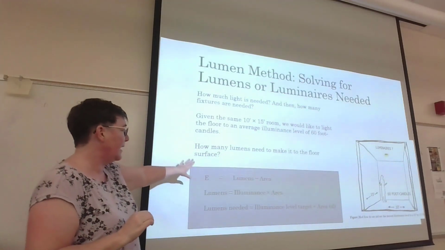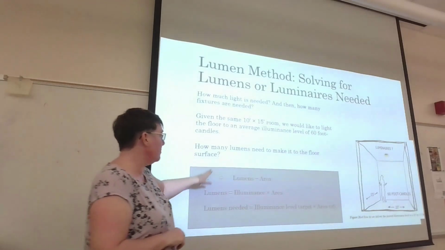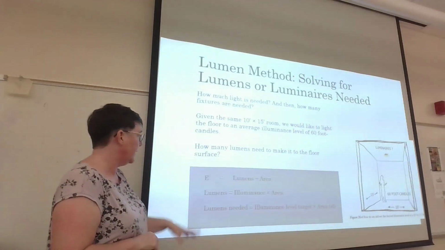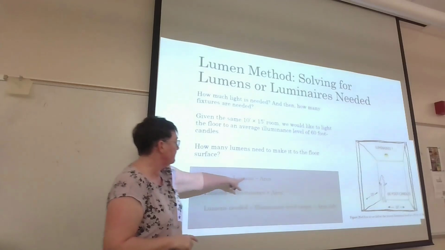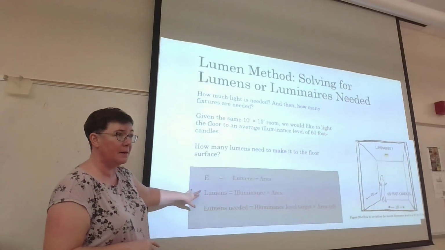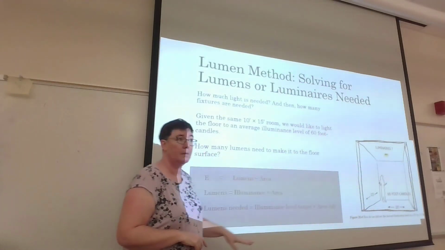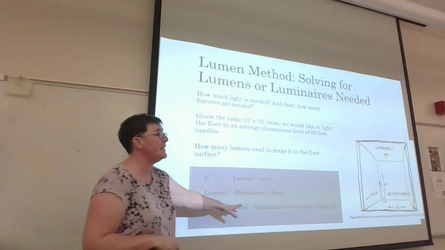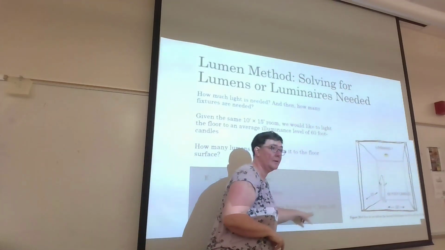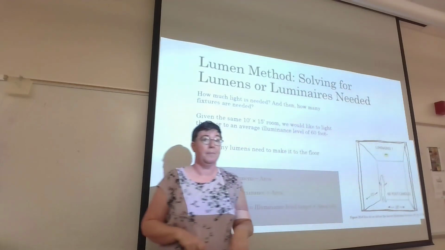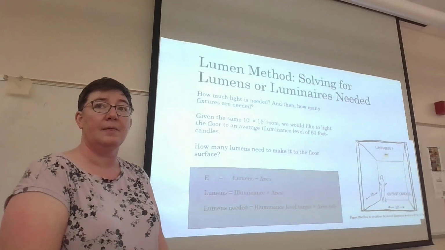Let me walk you through this piece and then we'll pause and have you do it. We have been working with this equation: illuminance equals lumens divided by area. You can rework the exact same equation to come up with the lumens needed in the room equals the illuminance times the area. The illuminance level target is our design goal. So let's pause and have you figure out how many lumens we need to provide in this space.